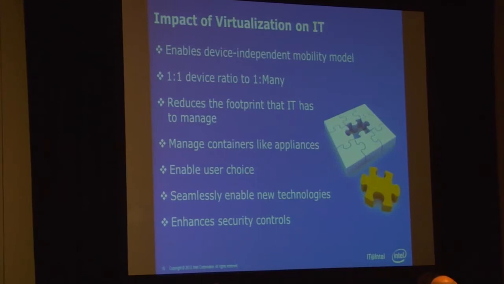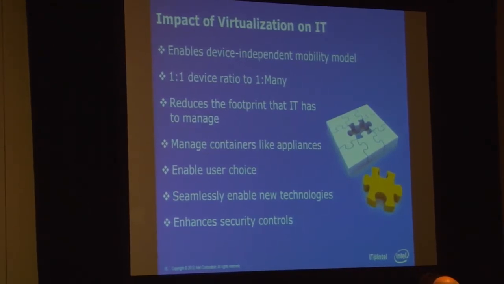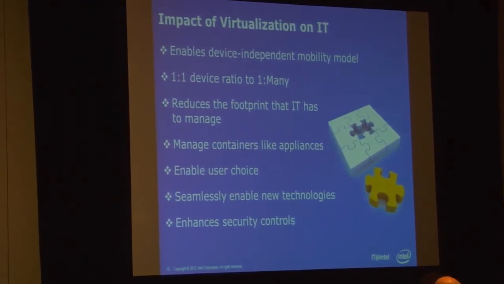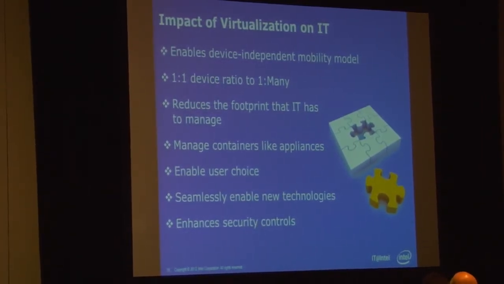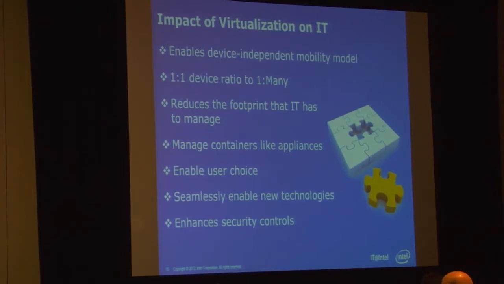Because pushing, say, an update to an application out to 100,000 endpoints is problematic, especially when a lot of them don't necessarily connect to the network on a regular basis. You've got people connecting over very slow WAN links and things like that. We want to manage those containers like appliances. In other words, they're independent capabilities that we put together to deliver that workspace.